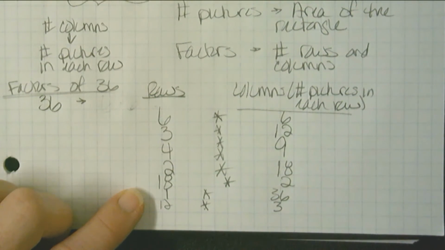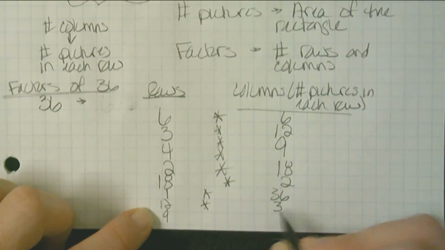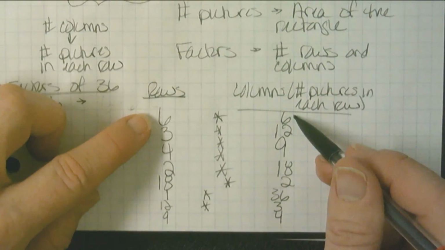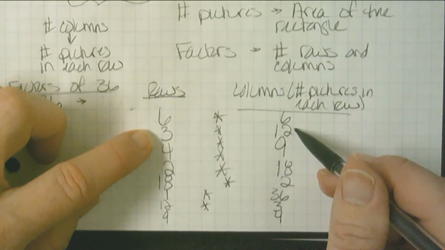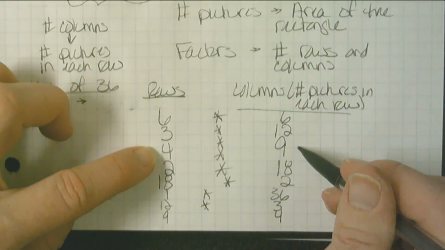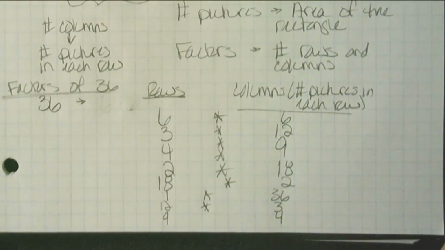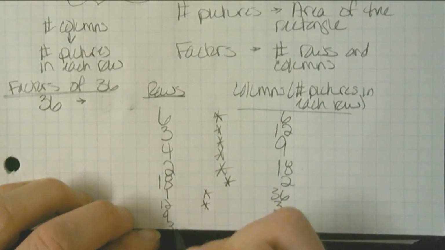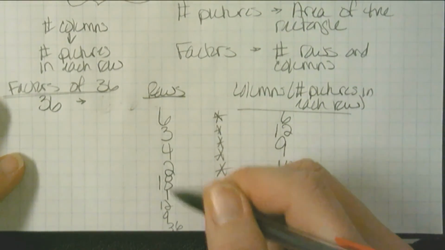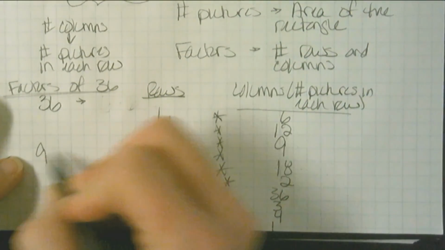Give me another one. Mia? 9 rows with 4 pictures in each row. Give me another one. I think we have another one. So I have 6 and 6. We did 3 and 12, and 12 and 3. 4 and 9, and 9 and 4. 2 and 18. I think that's all of them. How about 36 and 1? 36 and 1. So we have 1, 2, 3, 4, 5, 6, 7, 8, 9 possible combinations.